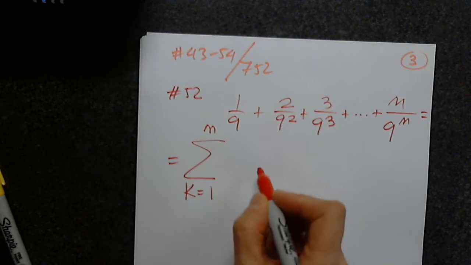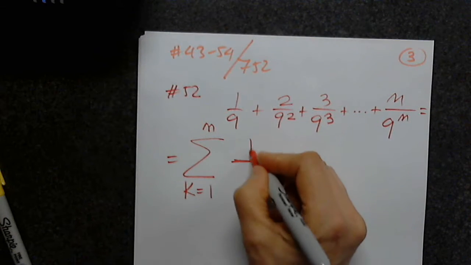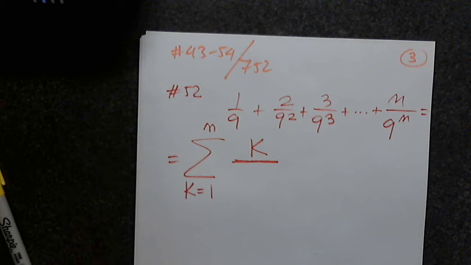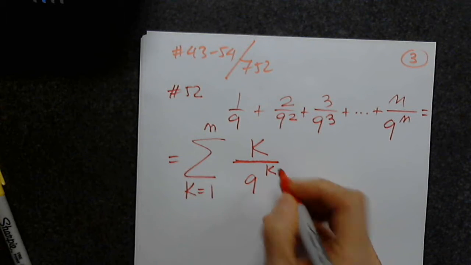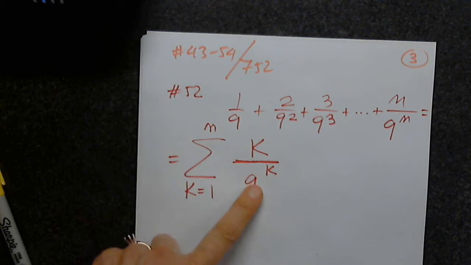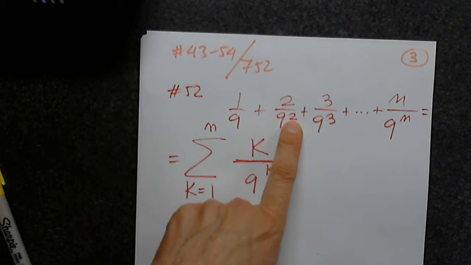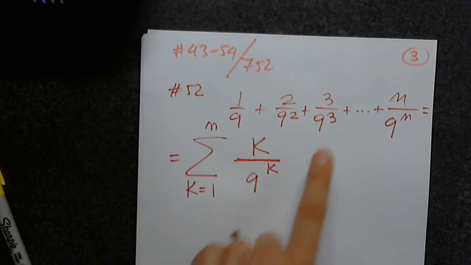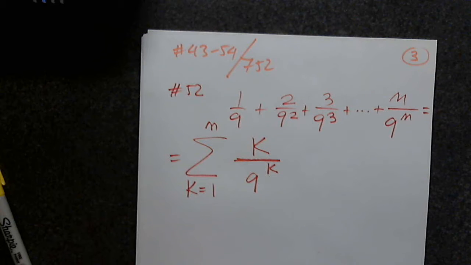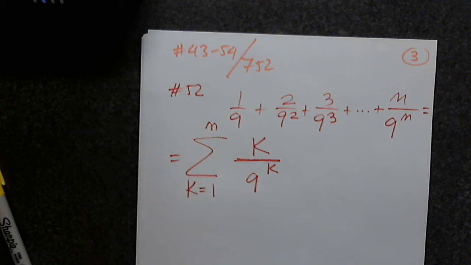Very good, awesome. So there must be a fraction because all of them are fractions. What do I have at the top? K. Very good. What do I have in the denominator? 9 to the K. 9 raised to the K power. Awesome. So let's check. When K is 1, I have 1 over 9. When K is 2, I have 2 over 9 squared. When K is 3, I have 3 over 9 cubed. When K is n, I have n over 9 to the nth power. Awesome. Any questions?